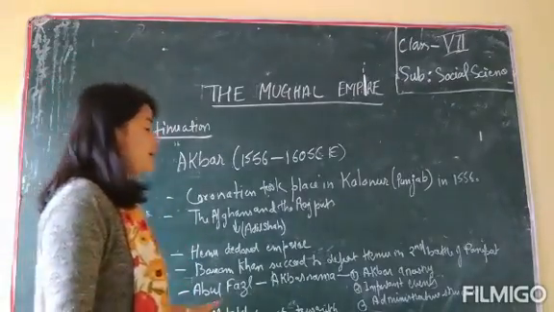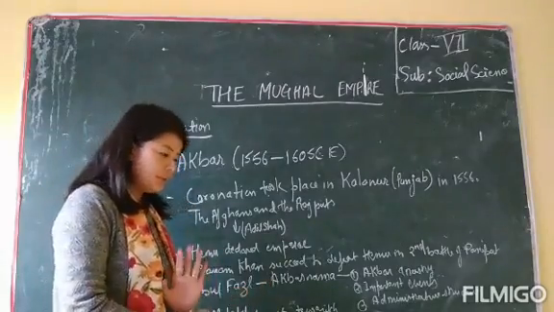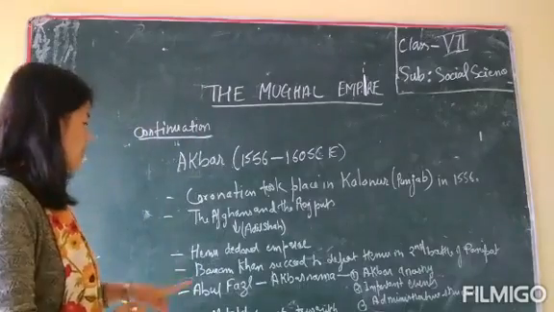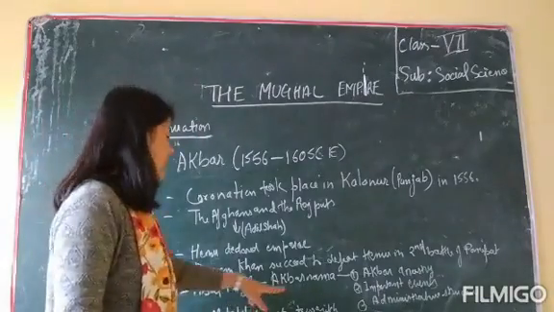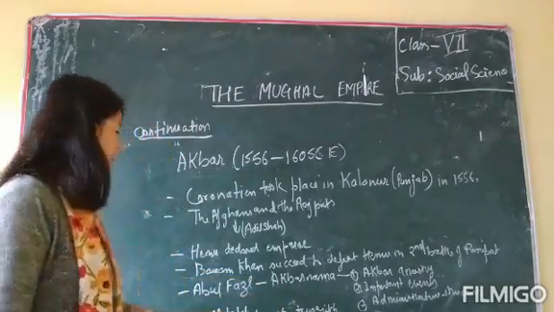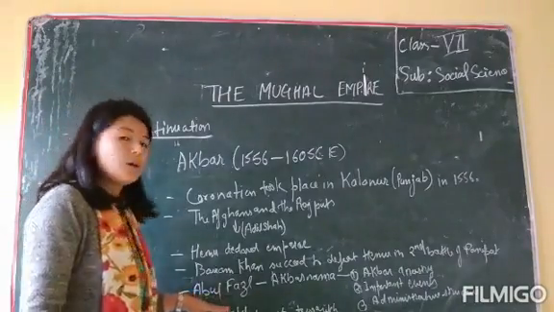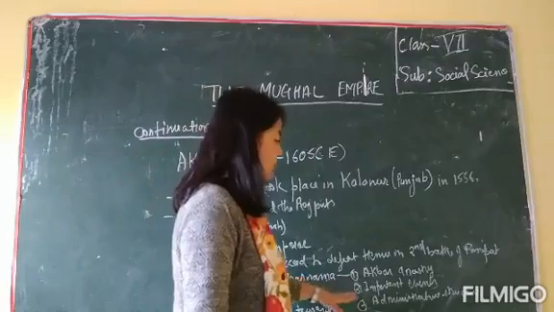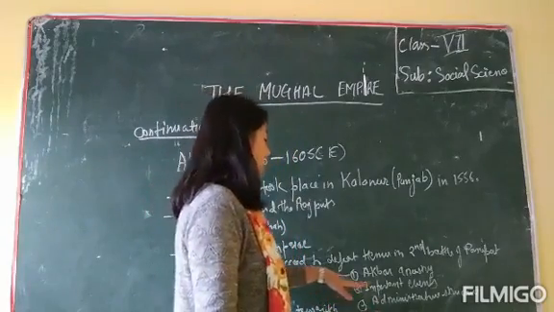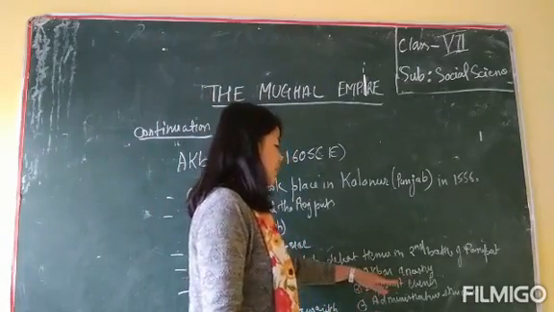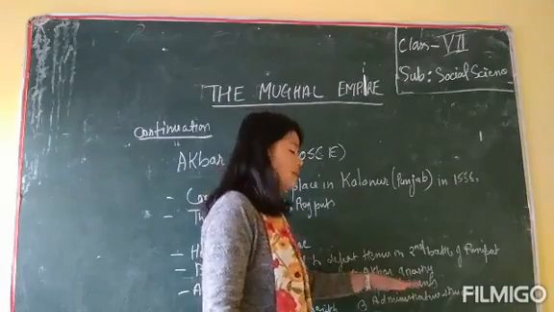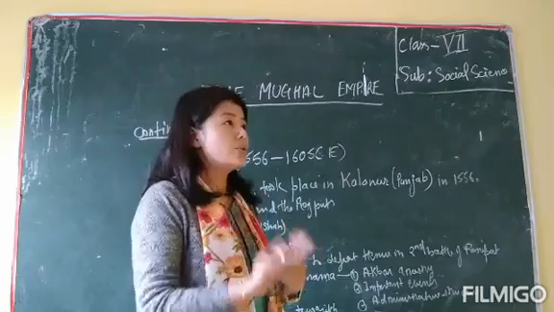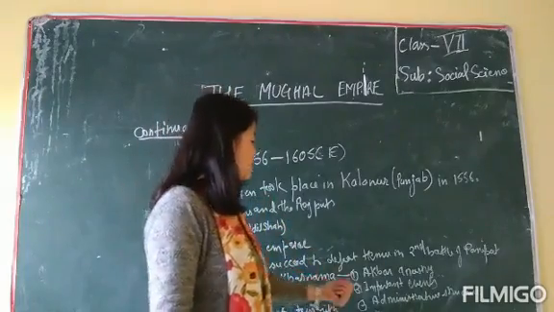Now we are going to find more information about Akbar and his reign from the source, the Akbar Nama, which was written by the court poet of Akbar, Abul Fazl. This Akbar Nama has been divided into three volumes. In the first volume, you are going to learn detailed information about Akbar's ancestry: where he originated from and what his history was.